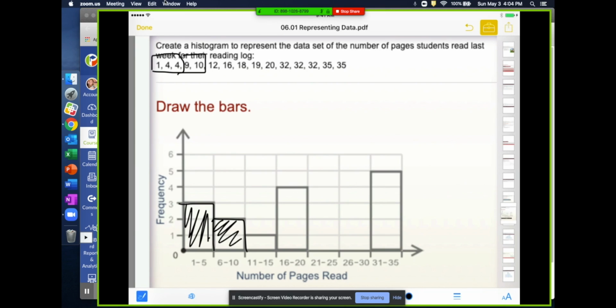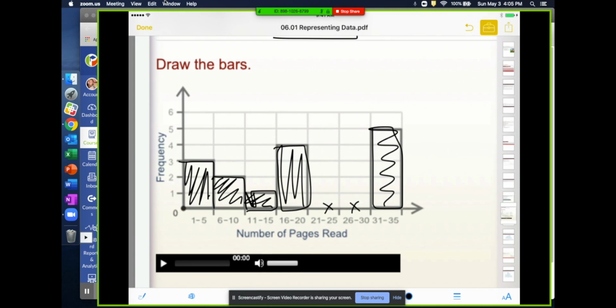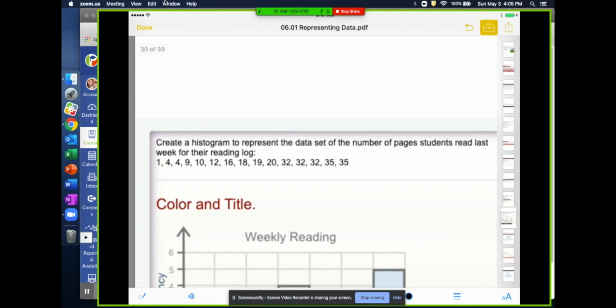In the bucket 6 through 10, I have a frequency of 2. In the bucket 11 to 15, I have a frequency of 1. In the bucket 16 to 20, I have a frequency of 4, according to my data. In the buckets 21 to 25 and 26 to 30, I have no data, so I'm not going to draw anything. And then in the last bucket from 31 to 35, I have 5 data points, so I'm going to draw my histogram all the way up to 5.